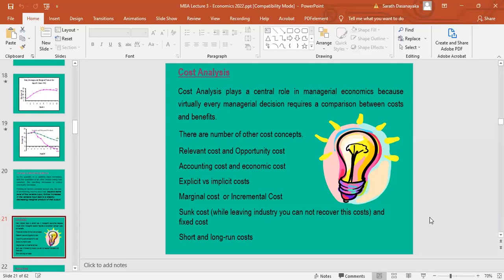We have relevant cost and opportunity cost. Then you have accounting cost and economic cost. Economic costs are based on opportunity cost. Accounting costs are based on market cost. Market cost is always what we call a distorted cost. The market cost is influenced by the government, which has taxes, subsidies, and direct controls.